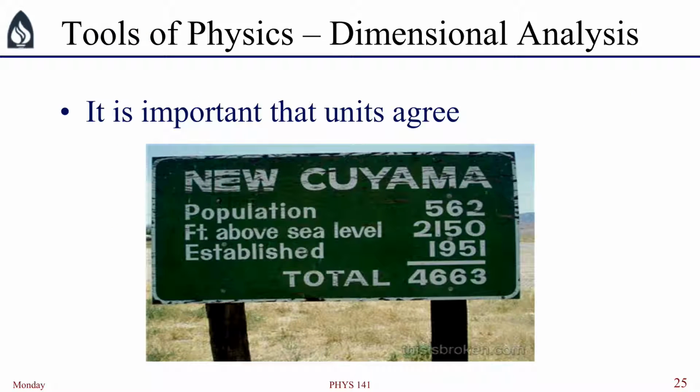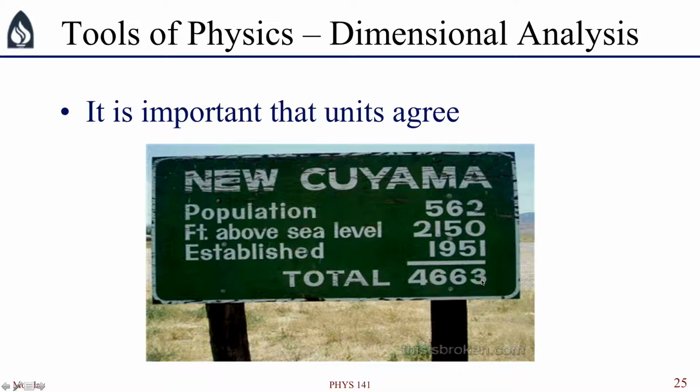So the last thing we want to talk about in this video is dimensional analysis. And dimensional analysis is all about having units that agree when you do mathematical operations with them. So for example, in this sign here, we have a sign that claims that in New Koyama, there are 562 people. The town is 2,150 feet above sea level, and it was established in 1951. You add those numbers together and you get 4,663.